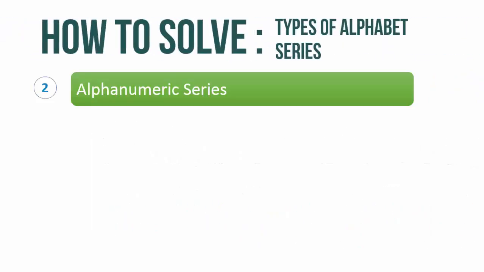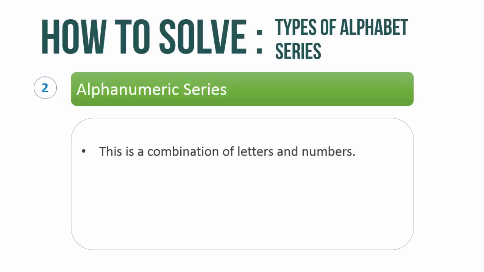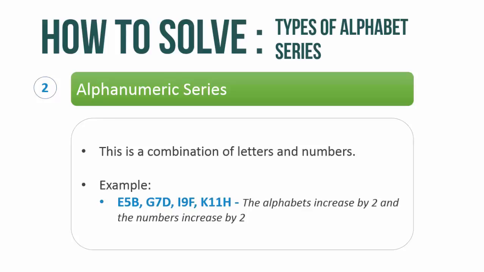The second type of alphabet series is something called an alphanumeric series. As the name suggests, an alphanumeric series is a kind of series that is a combination of both alphabets and numbers. For example, the particular series E5B, G7D, I9F, K11H. Now, each of the alphabets in this series increases by 2, and the numbers also increase by 2. For instance, E plus 2 is G, 5 plus 2 is 7, B plus 2 is D, and so on. So that is the logic of this series.